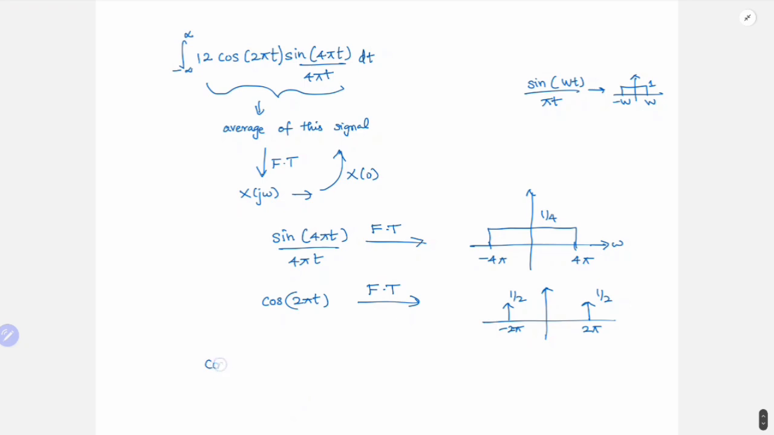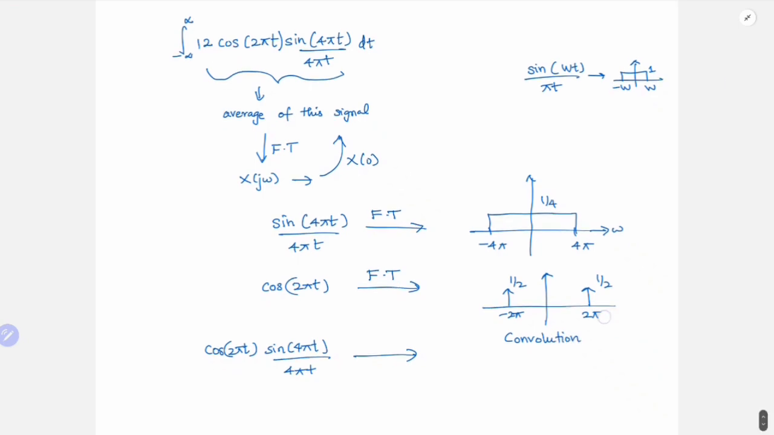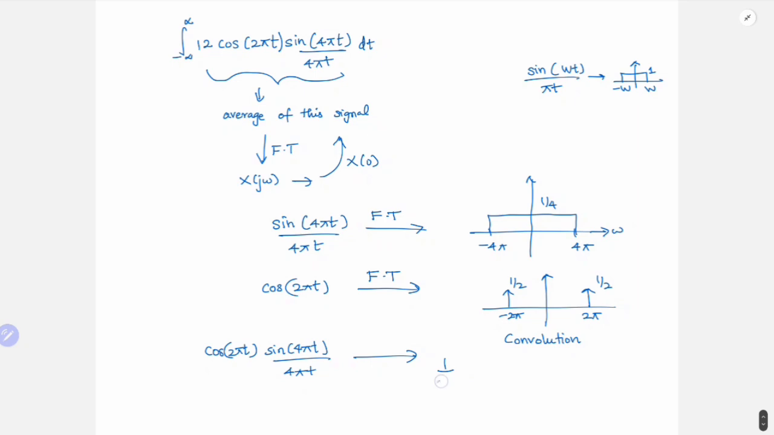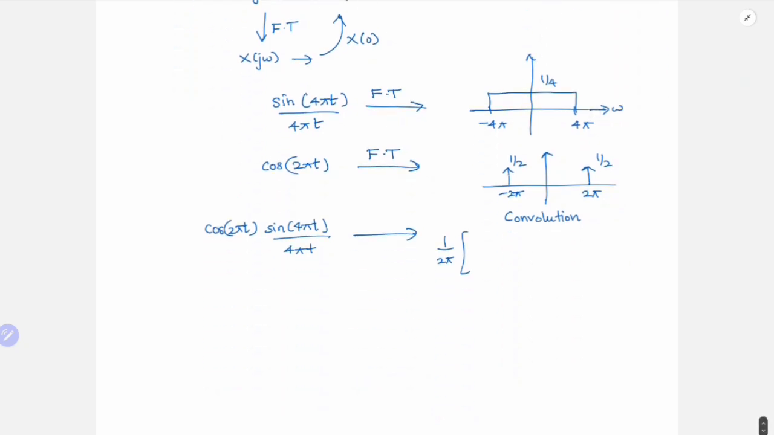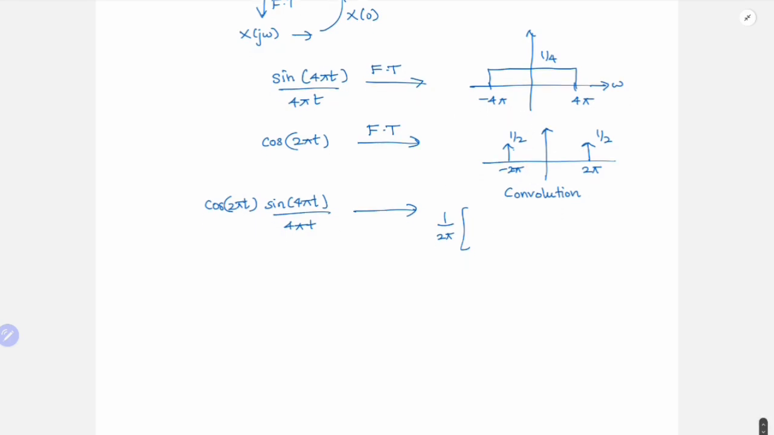Okay. Now if I multiply these signals, it is like a modulation. So I will get convolution in the frequency domain, right? So I will get 1 by 2 pi into the convolution of this with this, correct? If I write this as two separate signals, then my convolution will be just the addition of the convolution with this and the convolution with this, right? So let me demonstrate that.